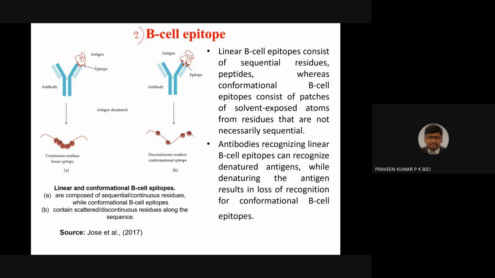Here in B cells, the B cells are the most important lymphocytes which can provide us a specific immunity called humoral immunity. Humoral immunity happens only through antibodies. So providing immunity through antibodies can only be generated from the B cells, the B lymphocytes. Here, if you see these two cases, this is one type of B cell epitope and this is another kind of epitope. The first type of epitope we call continuous residues, the linear epitope.